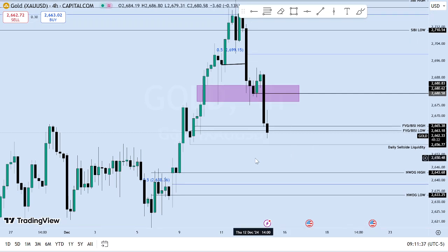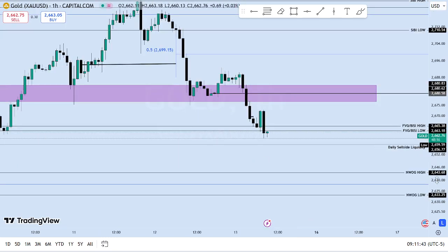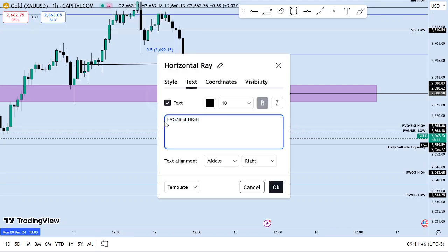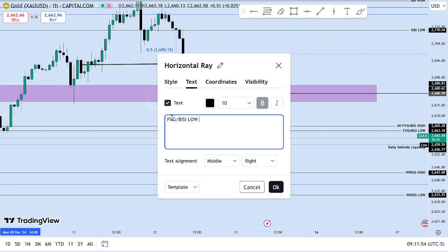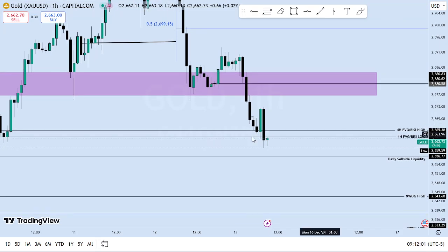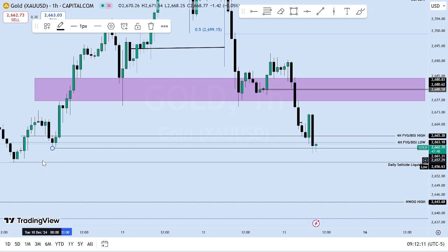You can go to a lower time frame. This 4 hour, go to the 1 hour time frame. Sorry, this is the 4 hour fair value gap. We are in the 1 hour now. Here in the 1 hour, we have taken out a liquidity. Here is the 1 hour sell side liquidity, while over here is the daily, the major sell side liquidity. Here is the minor sell side liquidity.